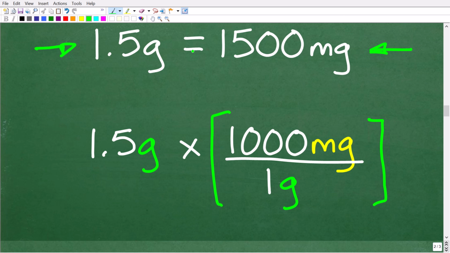We want to write a fraction, right? So there's 1,000 milligrams per 1 gram, right? So 1,000 milligrams per 1 gram. Also, you can think of it this way. There's 1 gram per 1,000 milligrams, all right?